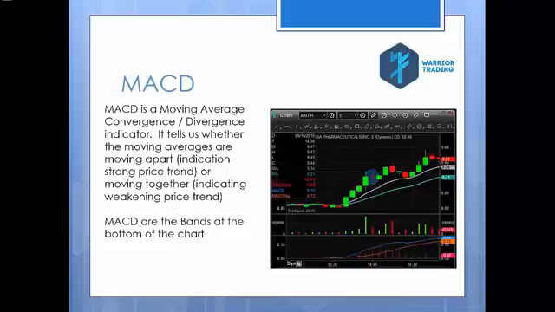We also have MACD, the moving average convergence divergence indicator. And this simply tells us whether our moving averages are moving away from each other, which would be indicative of a strong trend, or if they're coming back together, showing that the trend is weakening. Now, I don't really use the MACD that often, but it's something that could be helpful for new traders potentially.